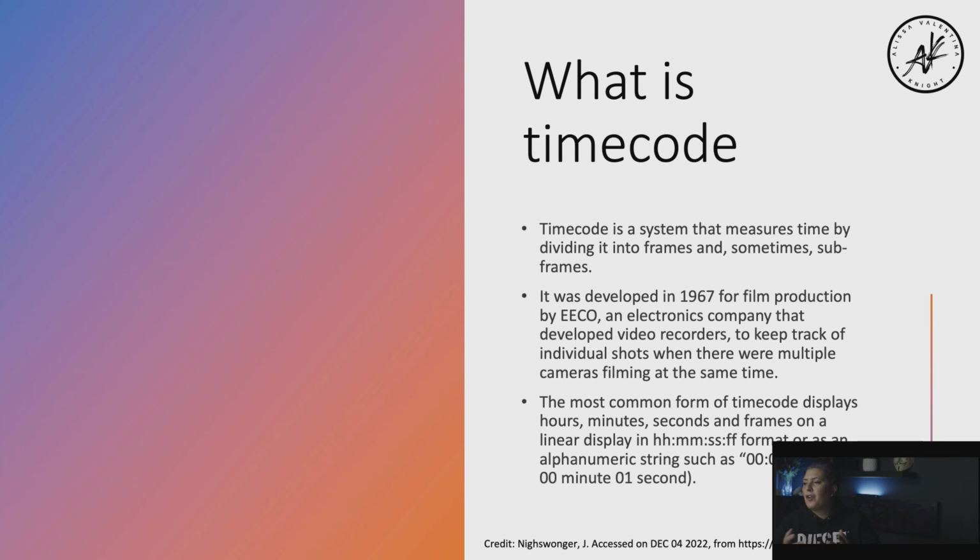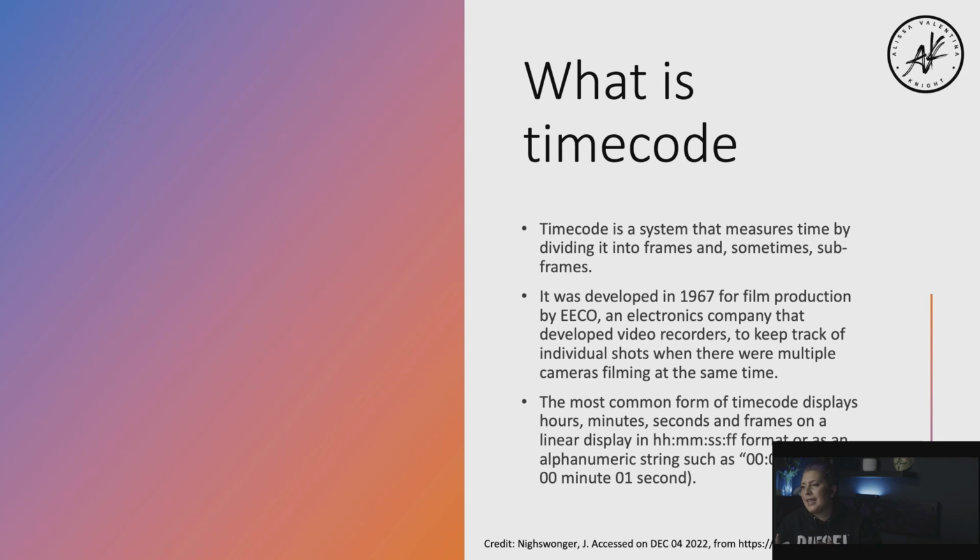The most common form of timecode displays in hours, minutes, seconds, and frames on a linear display as HH:MM:SS:FF format, or as an alphanumeric string. So the Deity TC-1 is going to look very similar to this format, and I'll show you that in the unboxing and when we get this up and running.